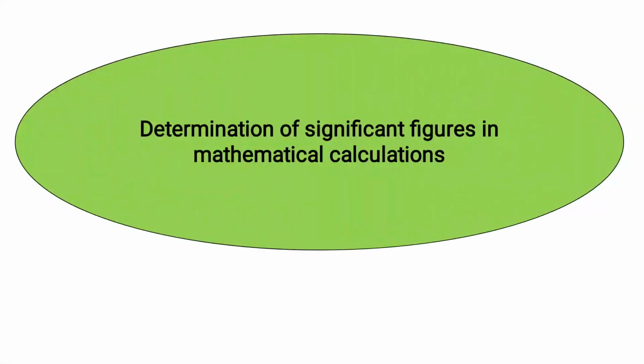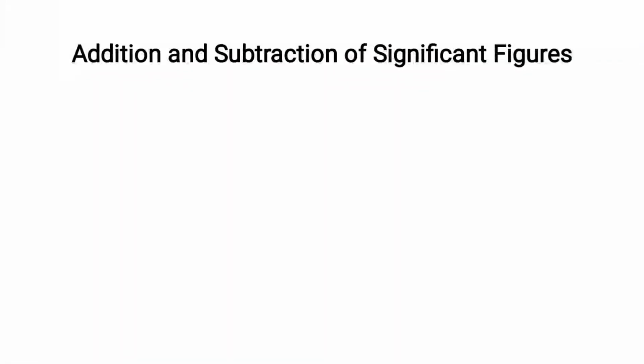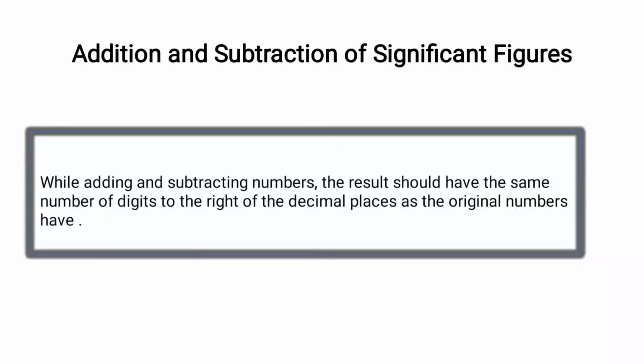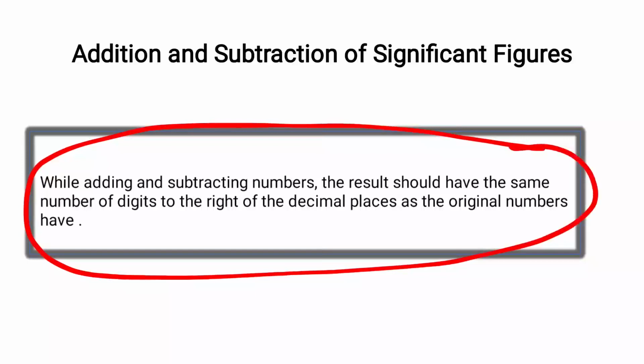Now let us see how to determine the significant figures in the results of mathematical calculations. Moving to addition and subtraction of significant figures. While adding and subtracting numbers, the result should have the same number of digits to the right side of the decimal point as the original numbers have. So let us understand what is being given over here by taking an example.